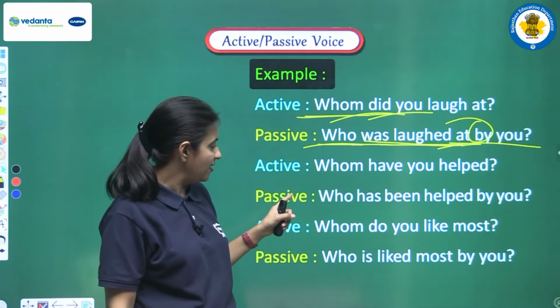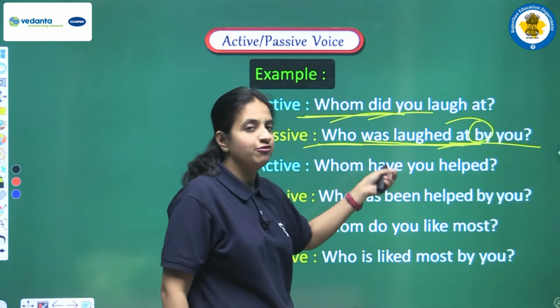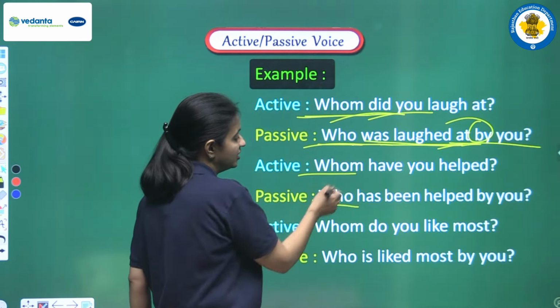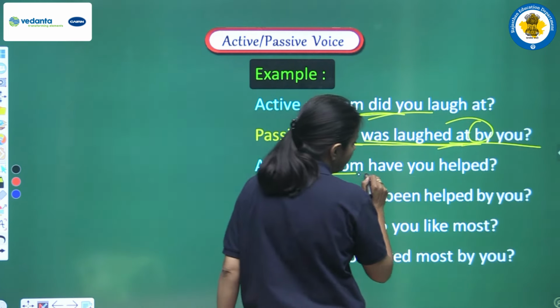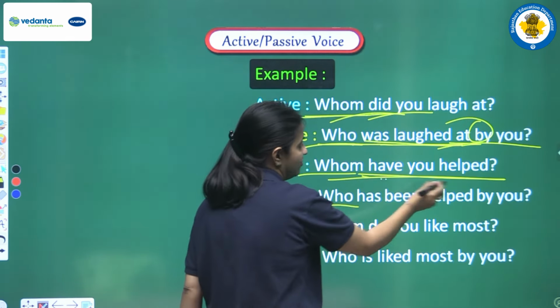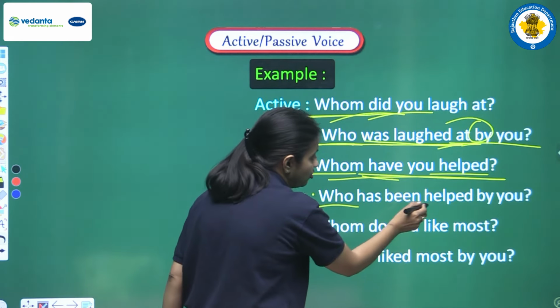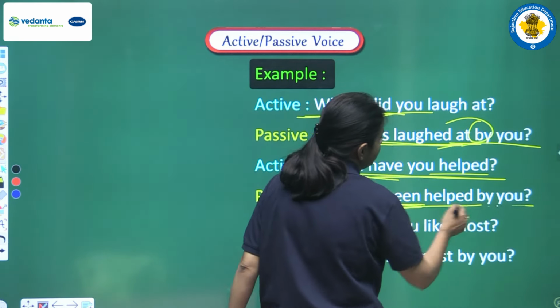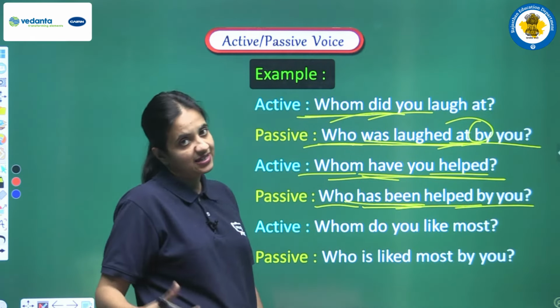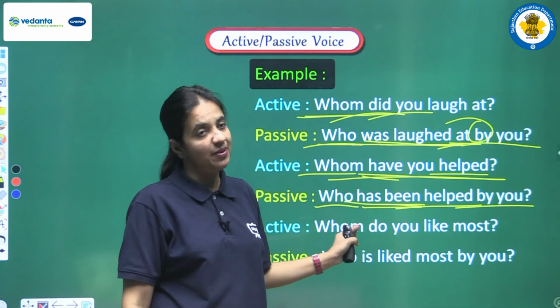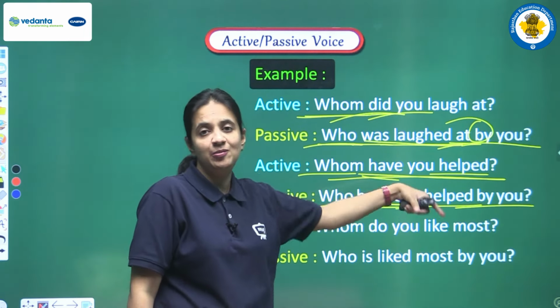We have more examples here. Next is whom have you helped. Again we have whom, so first of all we will convert this whom into who. Next we have present perfect tense here because we have have plus third form, so we have to add been. So our helping verb will be has been, then the third form, and in the end by you, that is the subject. So the active voice is whom have you helped, and the passive voice is who has been helped by you.